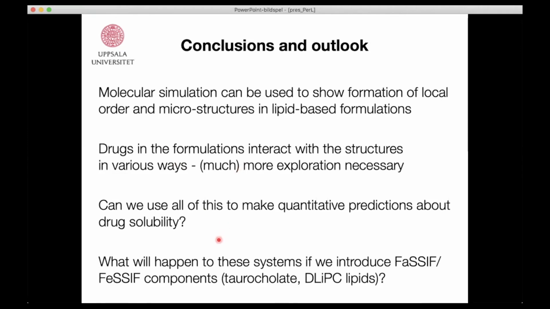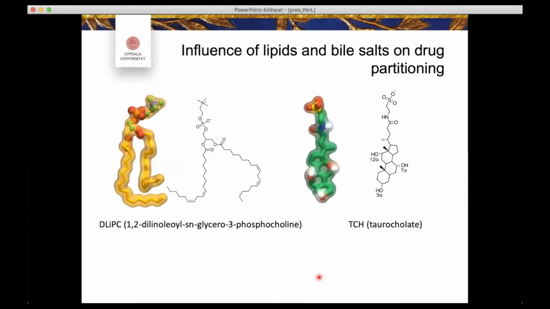So with that, going further and relating to the second part of my talk, we were also interested to see what happens to these systems when we introduce components of human intestinal fluids. We have a study where we introduced two such components, one taurocholate, which is a bile salt, and also lipids in the form of DLPC, a phospholipid. So these are those two components again: taurocholate on the right-hand side, and the phospholipid on the left-hand side, which has a couple of double bonds on the aliphatic carbon chains.